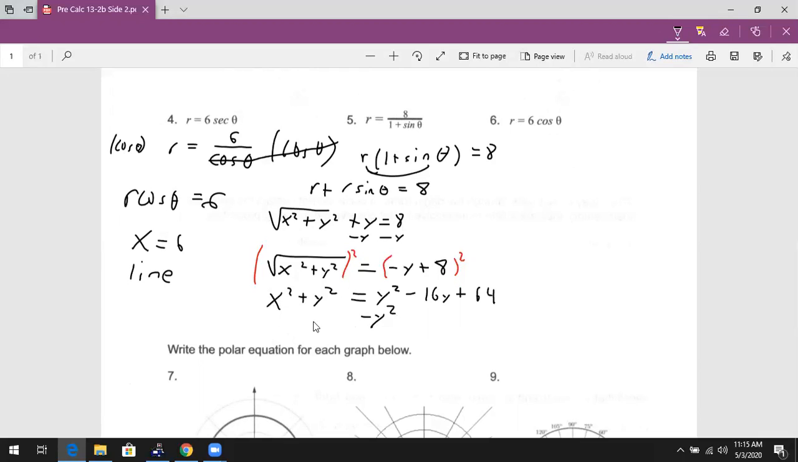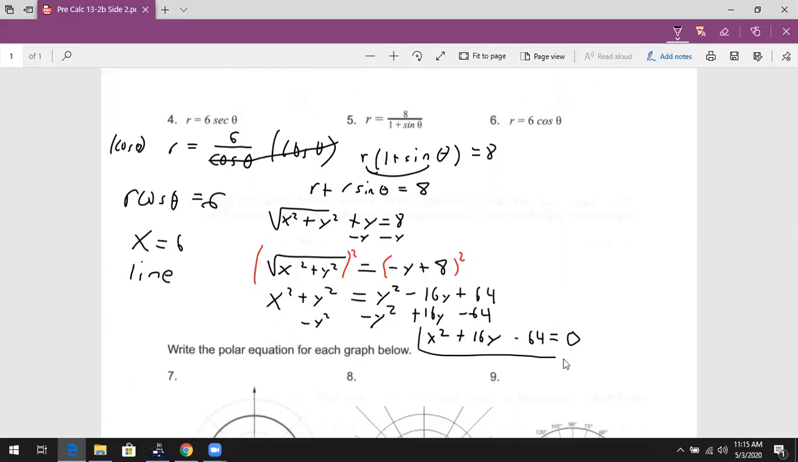So I'm going to bring this over, okay, bring this over. I'm going to bring this over, and I'm going to bring this over. And when I do, you'll notice your y squared's dropped. I'm left with x squared, bring that over, plus 16y, and bring that over, minus 64 equals 0.